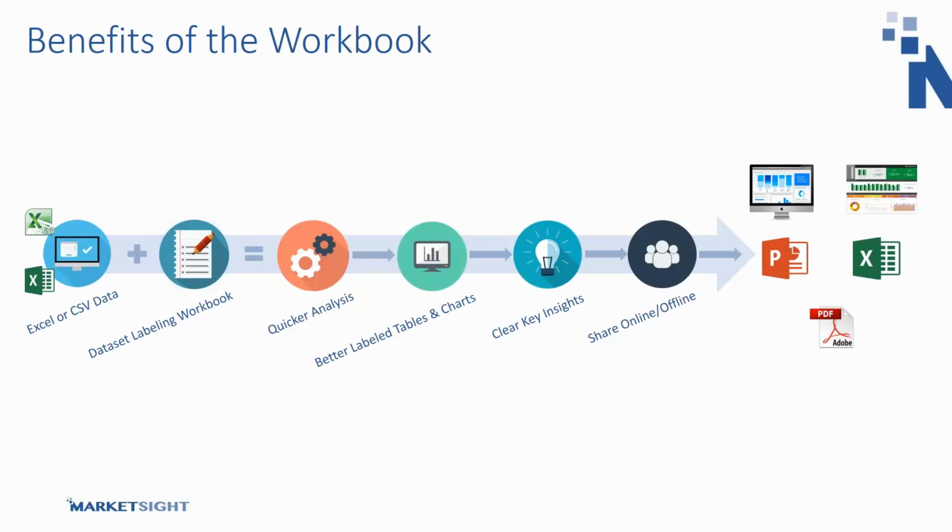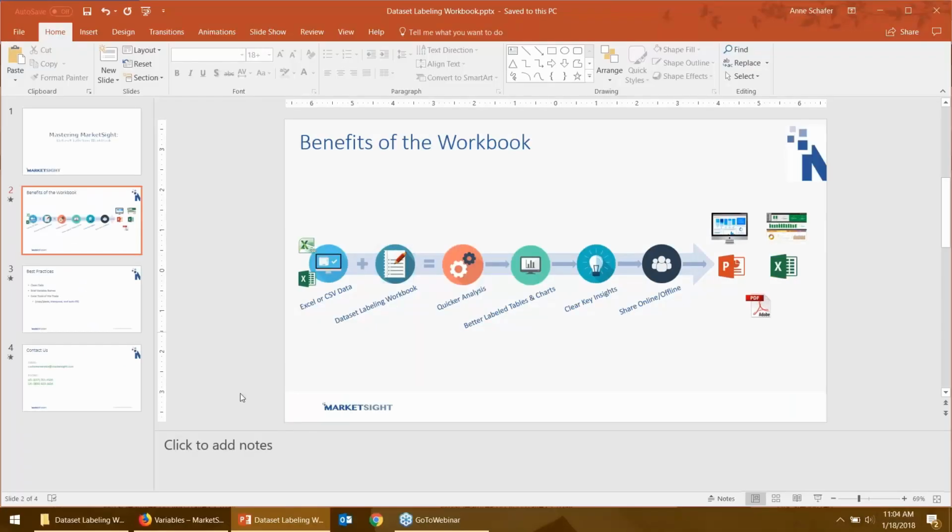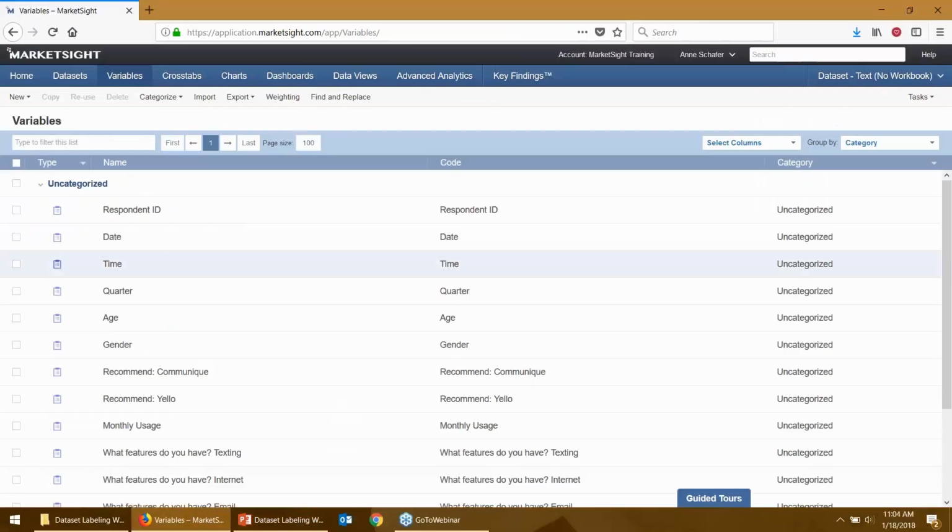So essentially, we are going to take a look at that workbook and how it connects to Excel datasets in MarketSight. All right, so let's actually switch over to MarketSight at this moment. I currently have our 10.8 version of MarketSight up and running, and we are looking at an Excel-based dataset that I've uploaded to the application. This Excel dataset was text-based. That is, all of the variables in that dataset had text values in them.